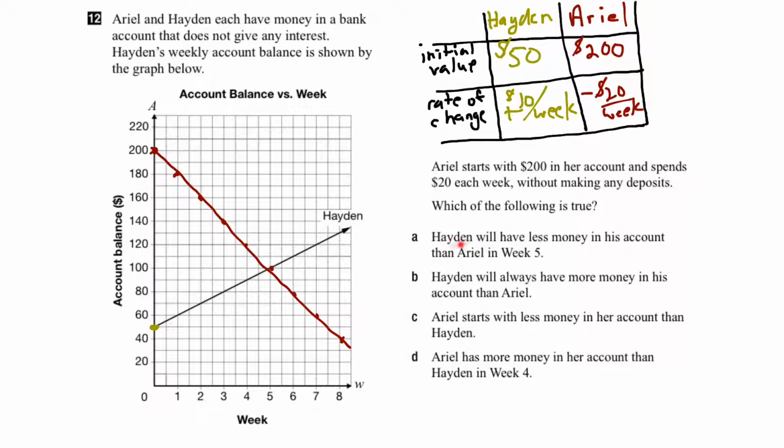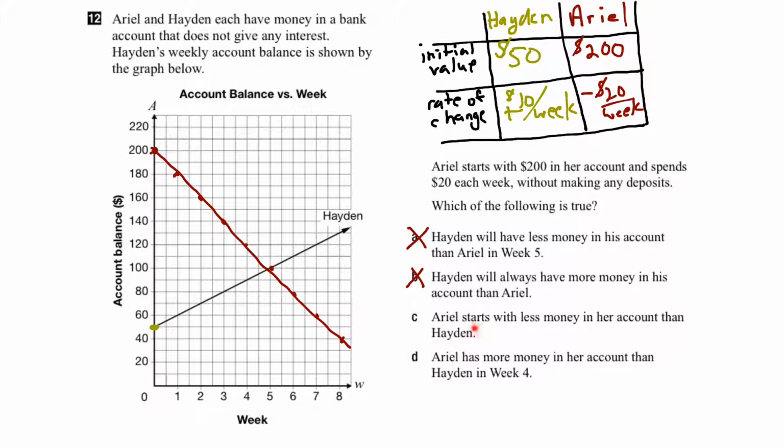The first one says that Hayden will have less money in his account than Ariel in week 5. Well, if we look at week 5, we go all the way up here, we see that they have exactly the same amount of money in their accounts. So A is not true. Next, it says that Hayden will always have more money in his account than Ariel. Well, if we move from left to right here, we can see that Hayden has less money in his account until week 5, and then he has more money in his account. So he will not always have more money, and therefore this statement is not true.